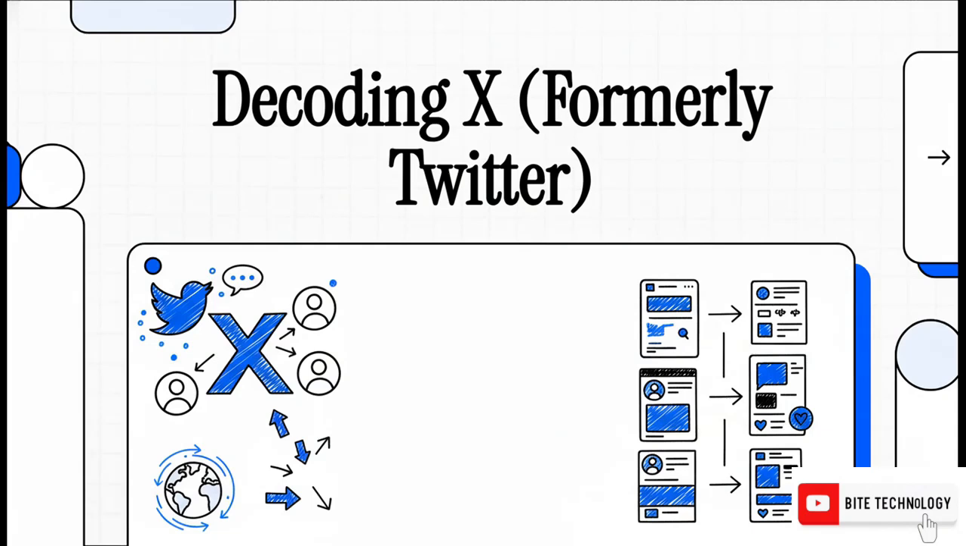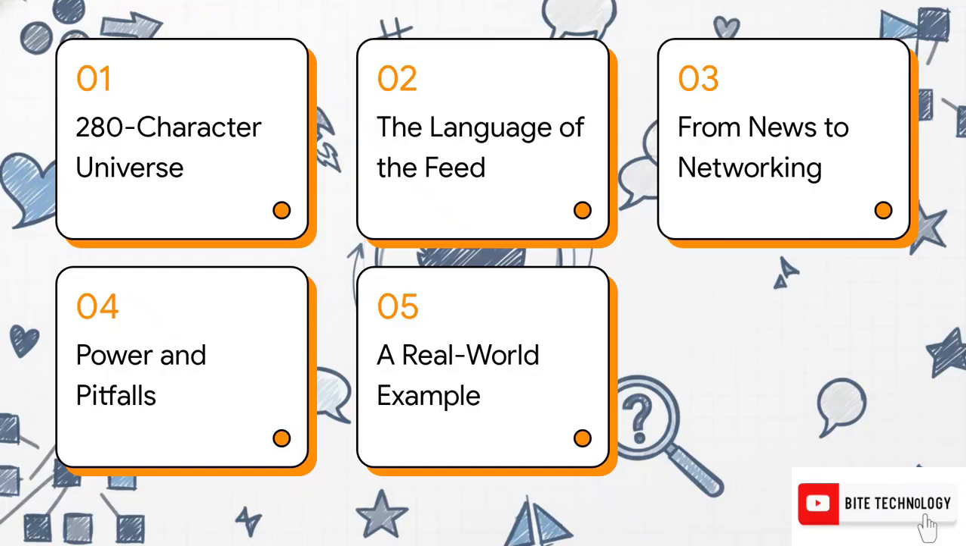All right, today we're going to try and decode one of the most influential and, let's be honest, chaotic platforms out there, X. You know, the platform most of us probably still call Twitter in our heads. So here's what we're going to cover. First, we'll dive into that whole 280-character universe. Then we'll get into the language of the feed itself. After that, we'll look at how it's used for everything from breaking news to professional networking. We'll also talk about its power and its pitfalls. And finally, we'll wrap up with a really cool real-world example. Sound good? Let's jump in.